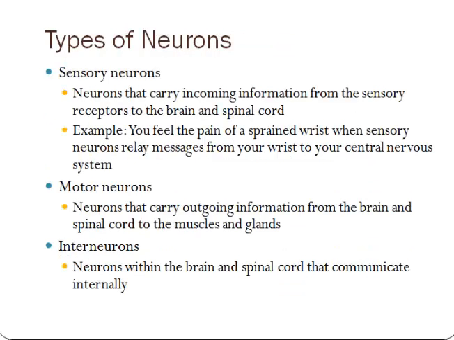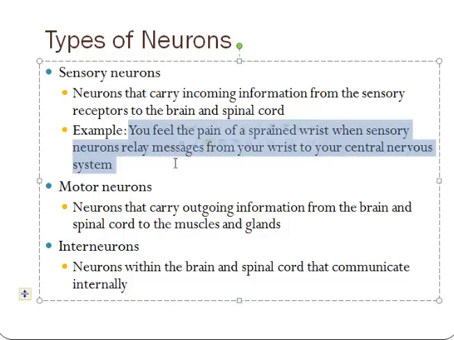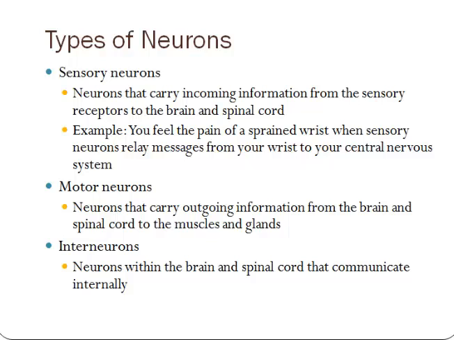You've got sensory neurons, whose job is to accept information. You've got motor neurons, whose job is to effect something, to carry something out, to do something. Sensory neurons accept incoming messages. You feel pain in your wrist. That's the sensory neuron that felt the pain in the first place.